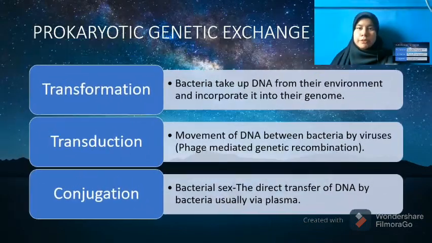So now we will focus on prokaryotic genetic exchange. The first one is transformation, where bacteria take up DNA from their environment and incorporate it into their genome. Transduction is the movement of DNA between bacteria by viruses. And the third one is conjugation, the direct transfer of DNA between bacterial cells, usually via plasmid.